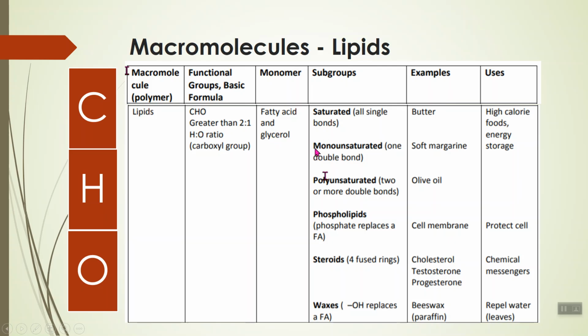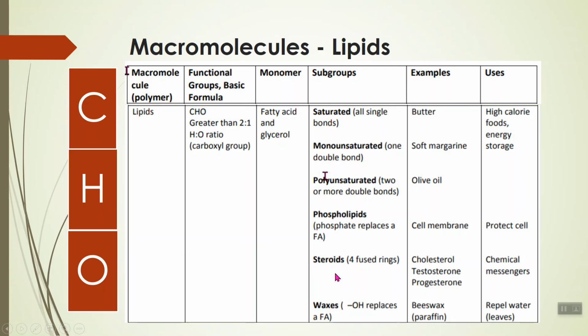There are different types of lipids. The first one is saturated. Saturated fats are usually solid at room temperature, like animal fat. There is no double bond; all the carbon-hydrogen chemical bonds are single bonds. Another type is monounsaturated, and polyunsaturated. Then phospholipids are the type of lipids found in our cell membrane.